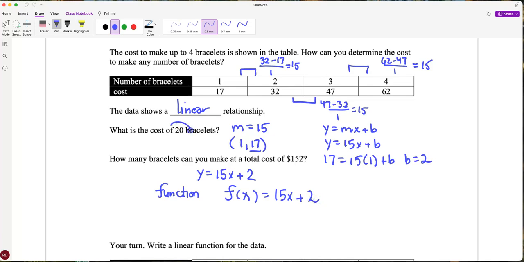So what is the cost of 20 bracelets? So x is the number of bracelets, so f of 20 is what? 15 times 20 plus 2. So that is what? 300 plus 2. So $302 for 20 bracelets.